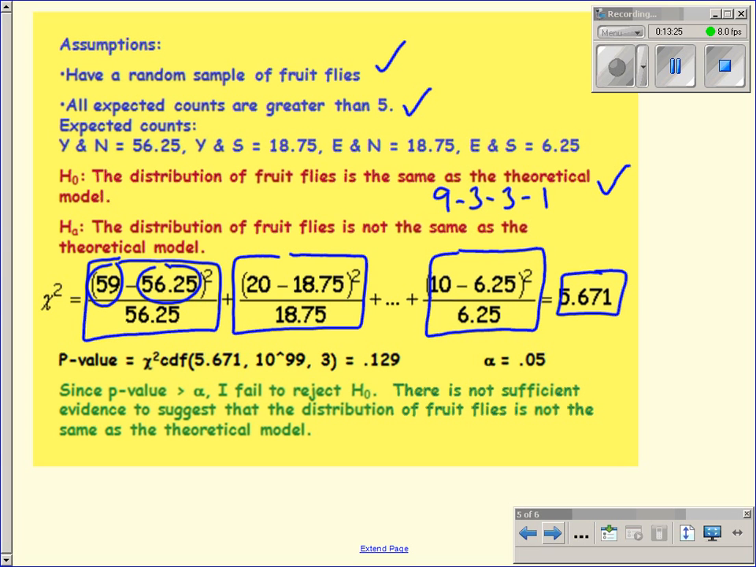You can now use your calculator for the p-value here. The probability that I would get a chi-squared statistic of 5.671 is 0.129. Alpha is 0.05, so therefore we'll fail to reject the null hypothesis. There is not sufficient evidence to suggest that this population of fruit flies is different than the theoretical model. So these will take a little bit more practice because the problems are quite different. But feel free to go back in the video again and review any of the problems.